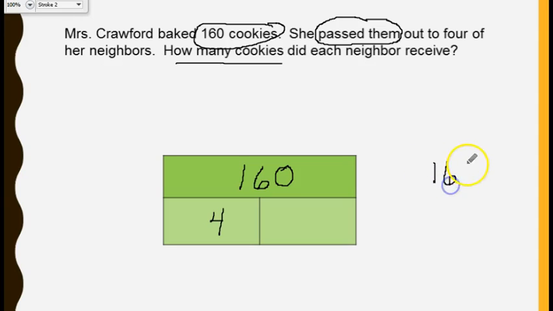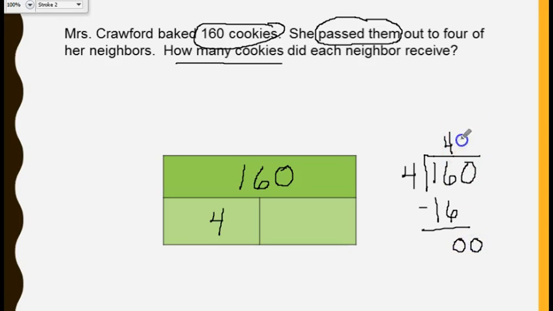I'm going to go ahead and do my long division that we've been practicing. Okay, I'm finished. 40. So each of her neighbors is going to receive 40 cookies.